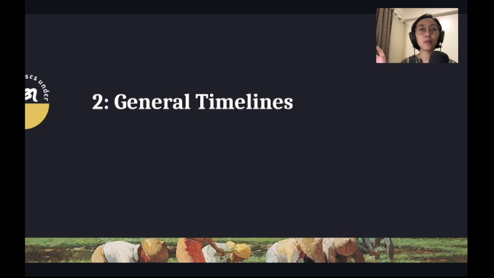Okay, so we've talked about the general ideas which set the groundwork for the discussion. In the next part, we're going to talk about the general timelines and explain some of the global and local contexts, which help us understand the challenges to democratic development in the post war era.